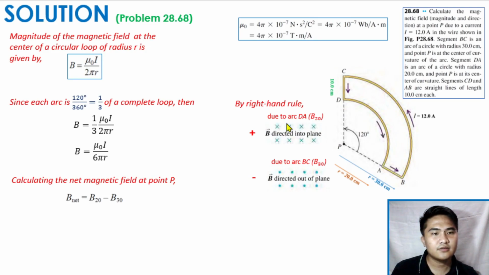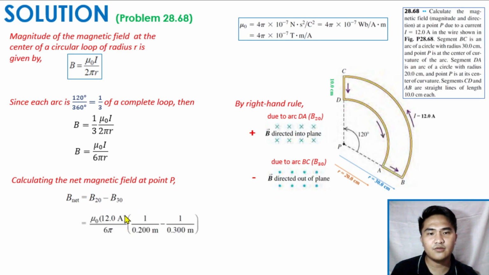Since the magnetic field due to arc DA is directed into the plane, it is positive, while negative for the magnetic field due to arc BC because it is directed out of the plane. Substituting the value for the current, and substituting the values of r, and calculating this, we will have 4.19 times 10 to the negative 6 Tesla, or 4.19 micro Tesla. So that is the magnitude of the magnetic field at point P.